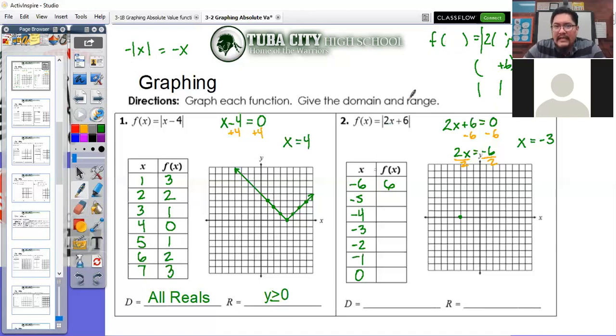So I'm going to put in -5 now. 2 times -5 would be -10. And then I have to add 6 to that, so that'd be 6 minus 10, which would be -4. So that would mean we'd have the absolute value of -4. But again, it's going to turn it into a positive.